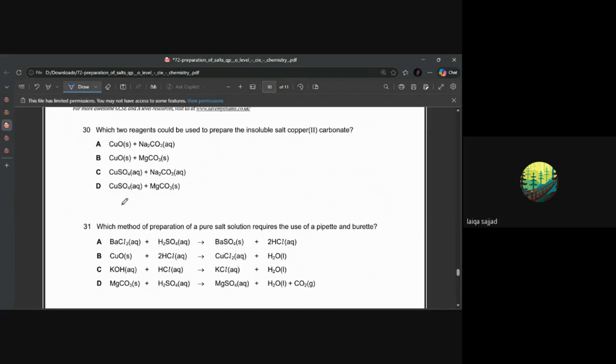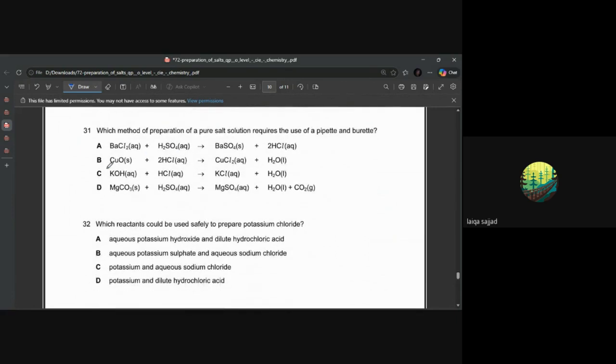Because in option A, we need two soluble starting materials. Yes. But over here, this copper oxide is insoluble. In option D, magnesium carbonate is insoluble. And why not B? Because both of them are insoluble solids. Only option C is the correct option.